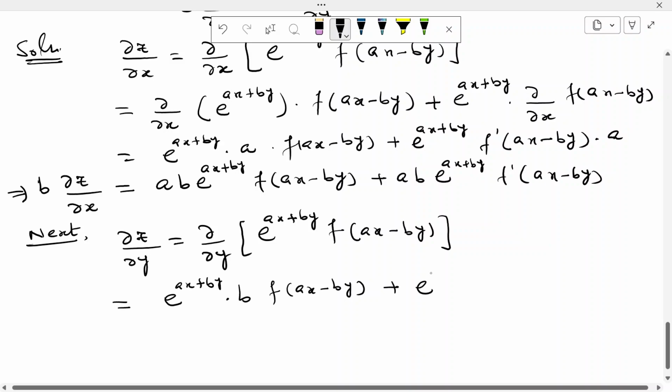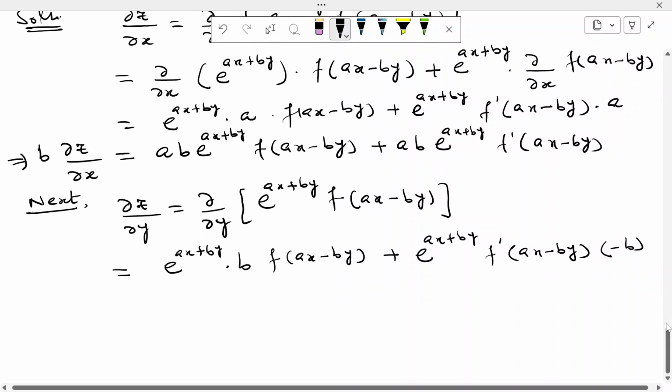Now we have the first function as it is, and when you differentiate the second function, the derivative of f is f prime of ax minus by. Now when you differentiate ax minus by with respect to y, this comes out as minus b. Now from here, if we want to find a times del z over del y, this will be ab.